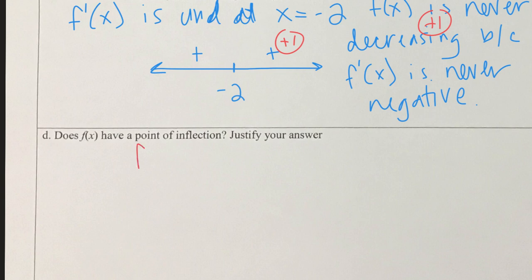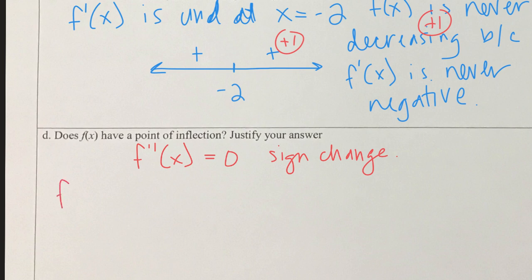Okay, and then lastly, does f of x have a point of inflection? Hopefully you remember points of inflection come from the second derivative. So we're going to find out where the second derivative is equal to 0 or undefined, and then we're going to see if there's a sign change there. Because if your second derivative changes from positive to negative, then your graph goes from concave up, where it's positive, to concave down. And that's a point of inflection.